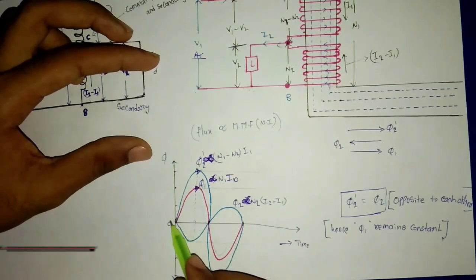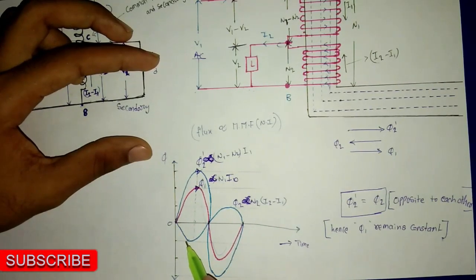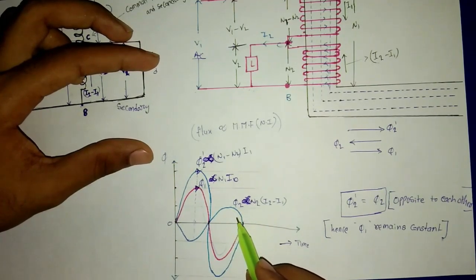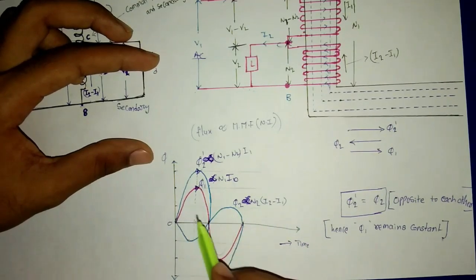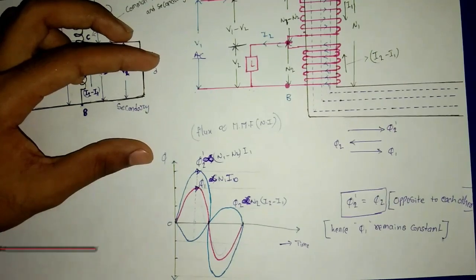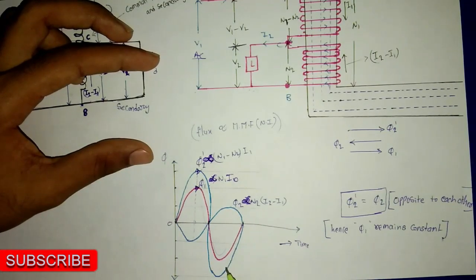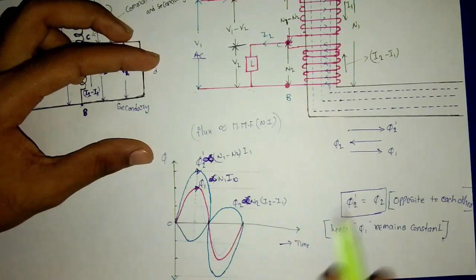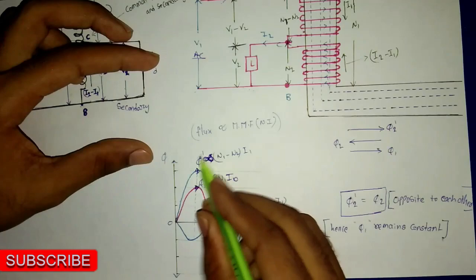The current I2 flows in the secondary winding. I2 produces flux Phi2, which opposes the flux produced by the primary winding. Thus, it decreases the value of main flux. Thereby, the EMF induced in the primary winding also decreases. Due to decrease of induced EMF in the primary winding, the current flowing through the primary winding is increased. The increased current produces flux Phi2 dash.